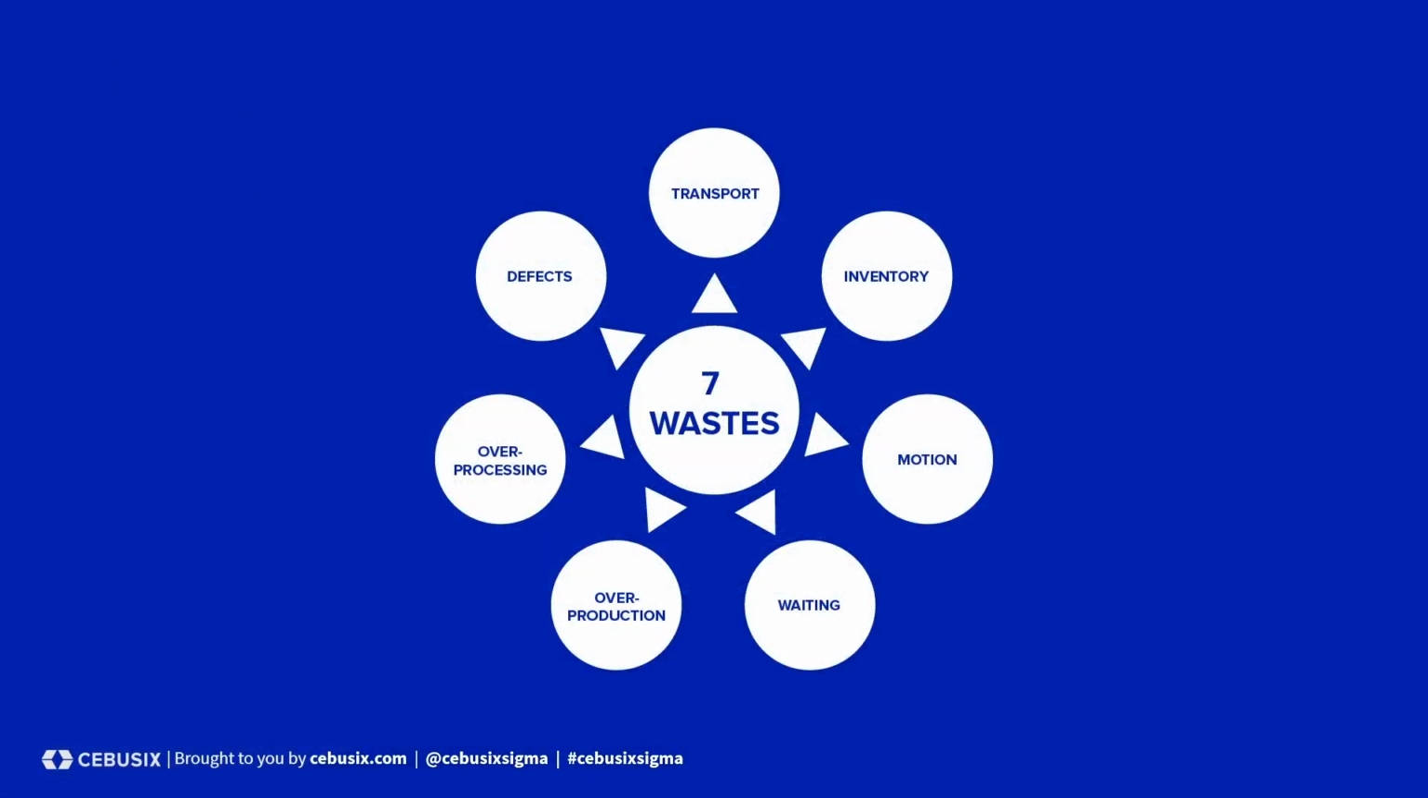Traditionally, there are 7 wastes defined within lean manufacturing, but more recently we have identified an 8th waste, and we remember them through the acronym DOWNTIME, which stands for defects, overproduction, waiting, non-utilized talent, transportation, inventory, motion, and of course extra processing. Defects are anything that is not within specification.